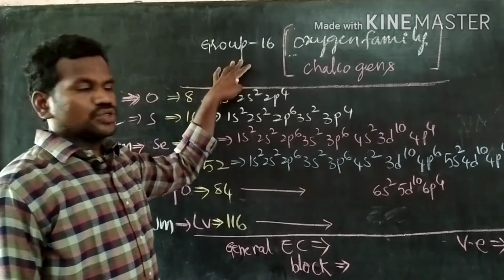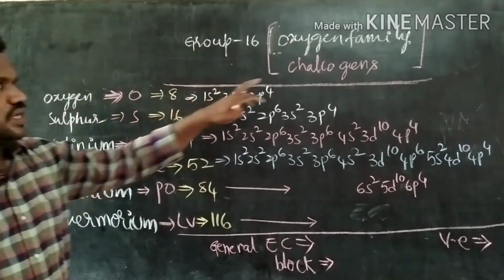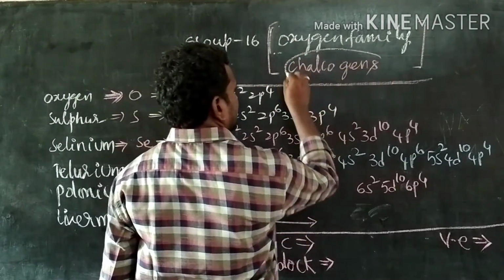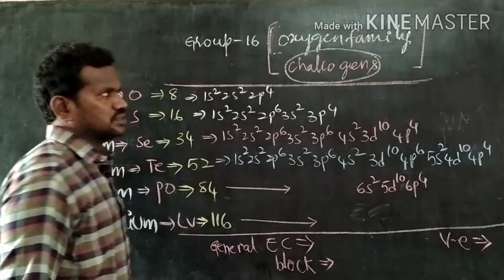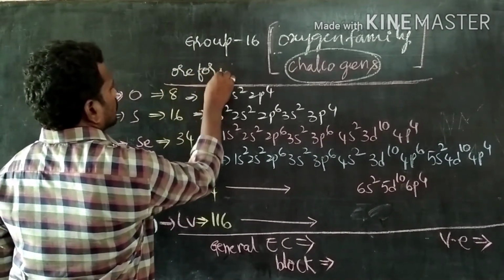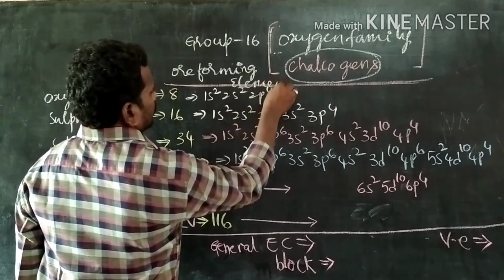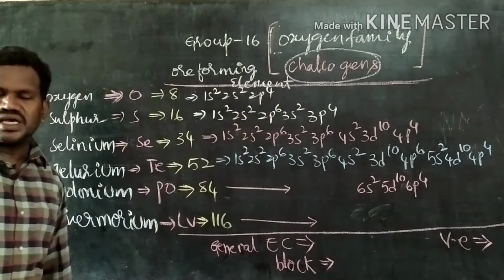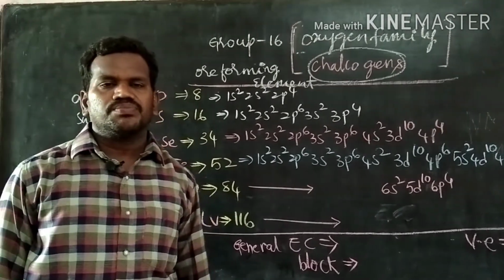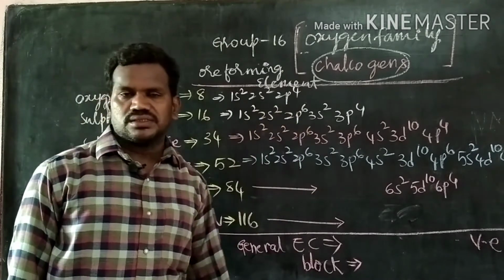Now group 16 elements start from oxygen, so they are also called the oxygen family. A special name is given here: chalcogens. Chalcogens means ore-forming elements, meaning that in the Earth's crust, many of the metals are ready to react with these elements.